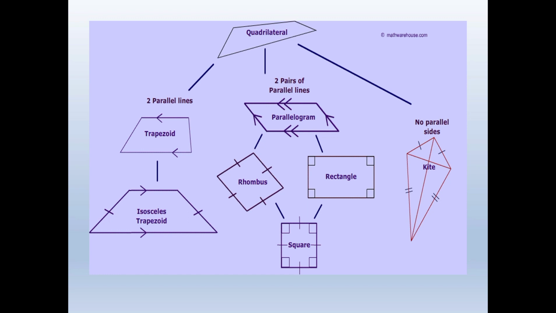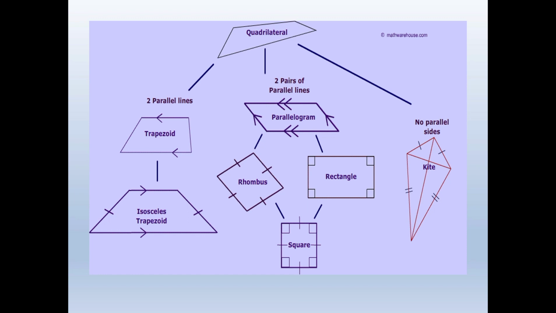First question, is a square a rectangle? The answer is yes. A square is a rectangle with four congruent sides. Next question, is a square a rhombus? Yes, a square is a rhombus. It is a rhombus with four right angles.